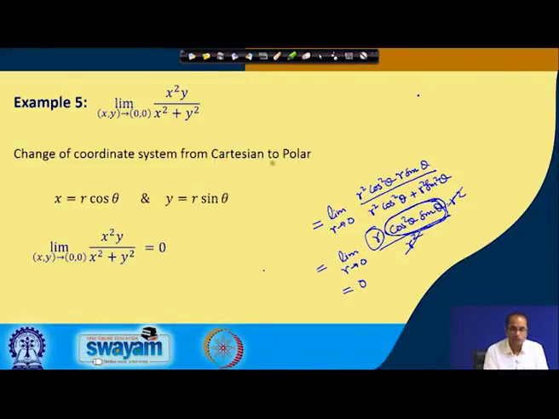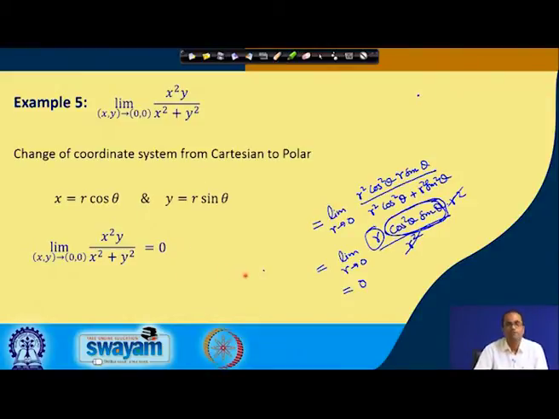So, by changing the coordinate system, the evaluation was easy and we could conclude now that the limit is 0. Note again that we have not fixed the path, because this limit we got independently of theta. So, without fixing the value of theta, we have approached 0. So, this limit is not along a particular path, this is independent of the path. So, that is what I said, that changing the coordinate system is very helpful.